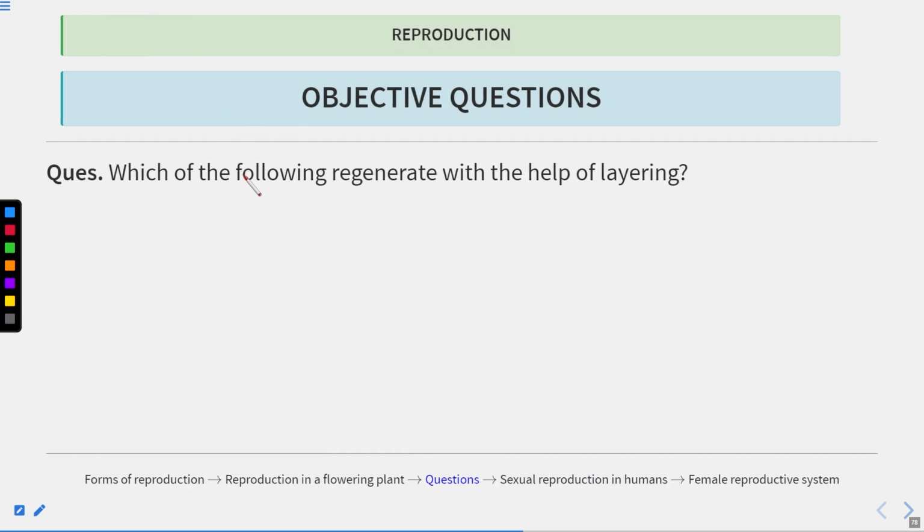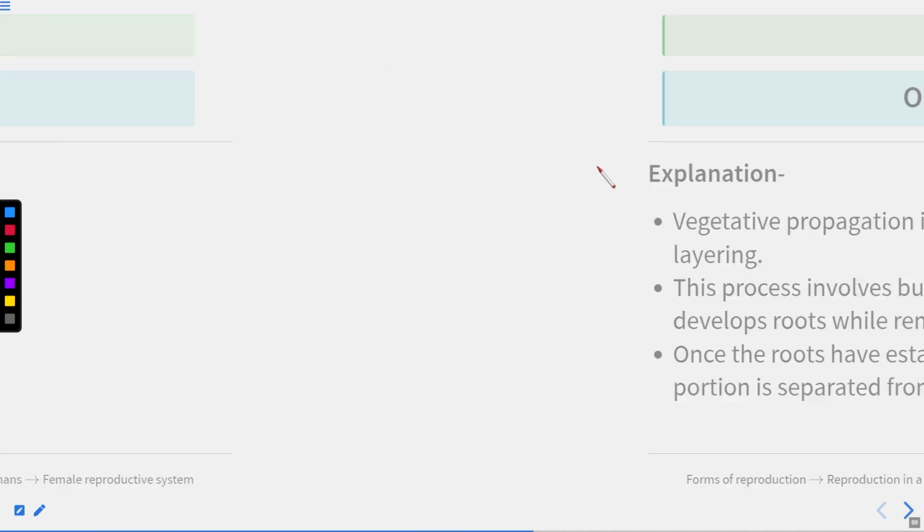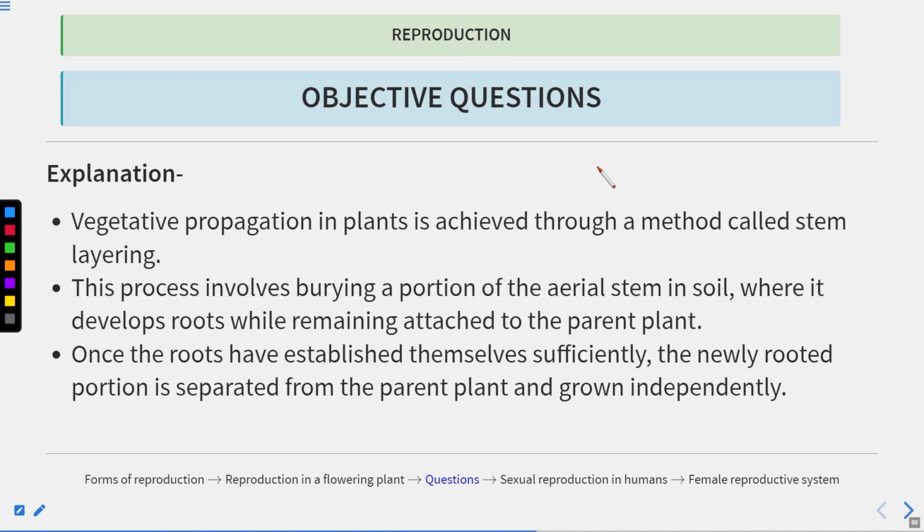Now let's talk about the next question. Which of the following regenerate with the help of layering? This layering method we have already discussed in the previous lectures. It is a kind of asexual reproduction. Let's have a look at the options. Option A is cactus, option B is rose, option C is mango, and option D is jasmine. So the correct answer here is jasmine. Clear? Now what is the explanation here?